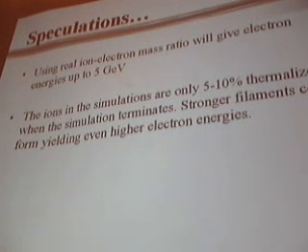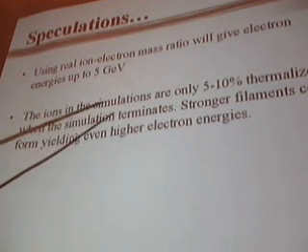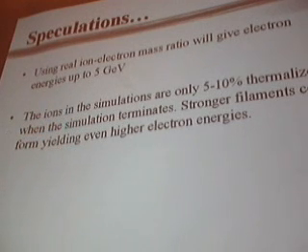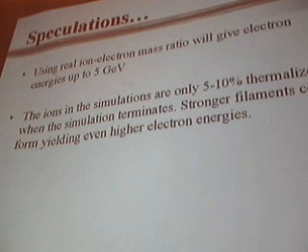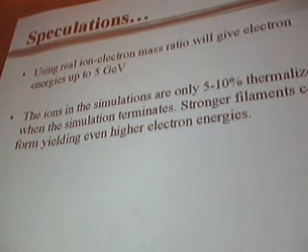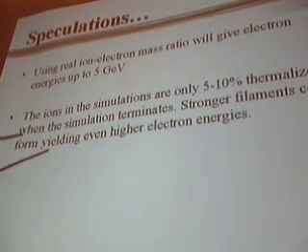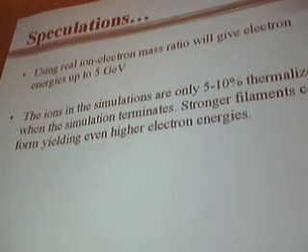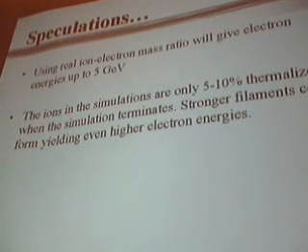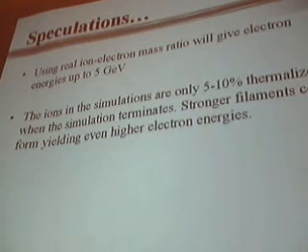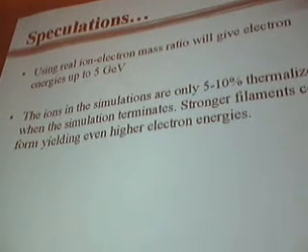This leads me to the second point. The ions in simulations are only 5 to 10% thermalized when they exit the box at the downstream end. And this means that the process is not finished yet, so you get high energies by making larger simulations.